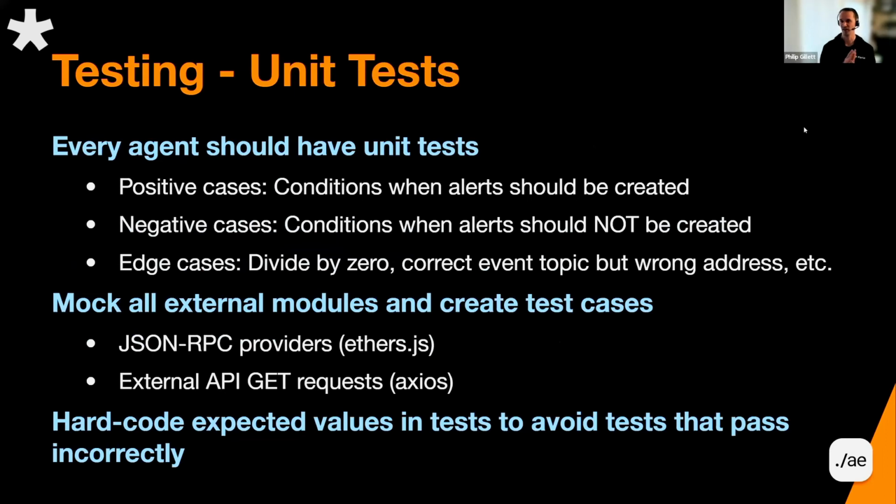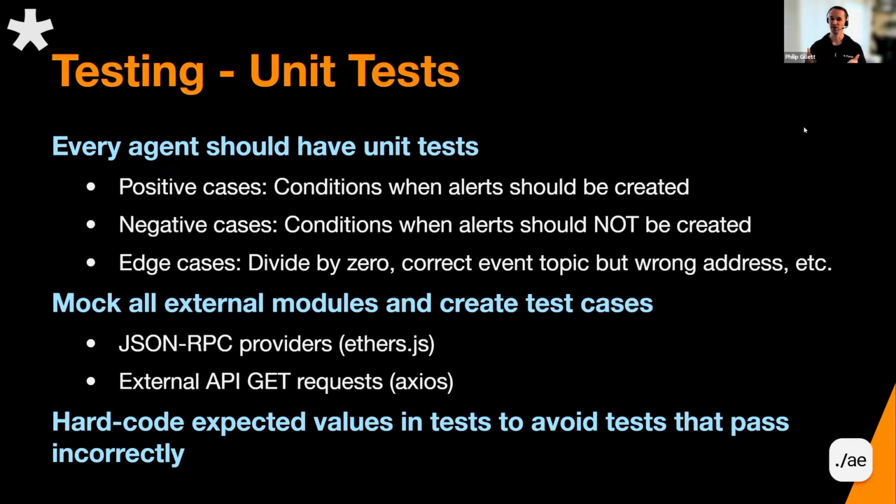Unit tests are an absolute necessity. Every agent should have them. So if you have an agent that is made up of a bunch of handlers, all of those handlers should have unit tests. You need to be certain that when you run your code, if it's submitting an alert to the scan node, that it's doing it for the right reasons. Or if it's not submitting alerts, that's also for the right reasons.